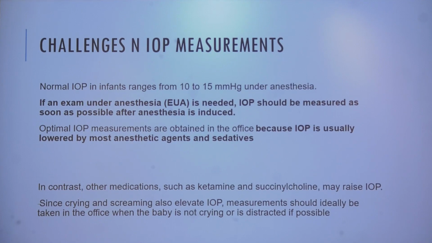So the most important thing is the challenges in IOP measurements. Normal IOP in infants is around 10 to 15 under anesthesia. If an examination under anesthesia is needed, IOP should be measured as soon as possible after anesthesia is induced. Optimal IOP measurements are obtained in the office because IOP is usually lowered by the anesthetic agents and the sedatives. In contrast, other medications like ketamine and succinylcholine can increase the IOP, and crying and screaming can also increase the IOP.